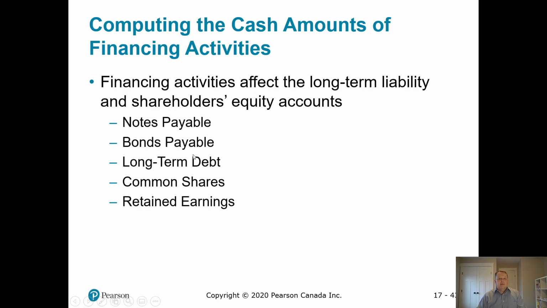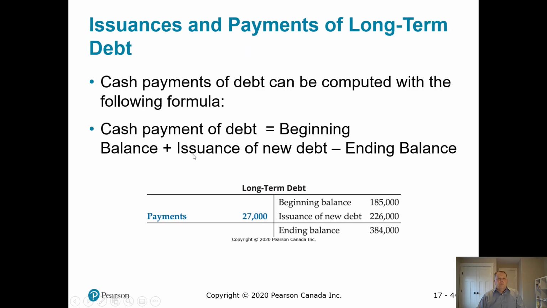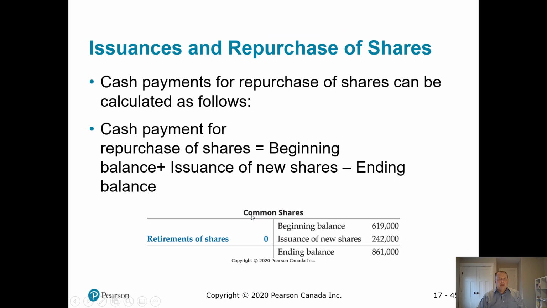up in financing activities. Now, we can look at the formula for debt and basically understand what's happened, what's the ins and outs of long-term debt. And what it really is, the cash payment of debt. That's equal to the beginning balance in debt plus the issuance of new debt minus the ending balance. So you can figure out the payments that have actually been made just by filling in the blanks here. If you know all these numbers, then this number you just compute.